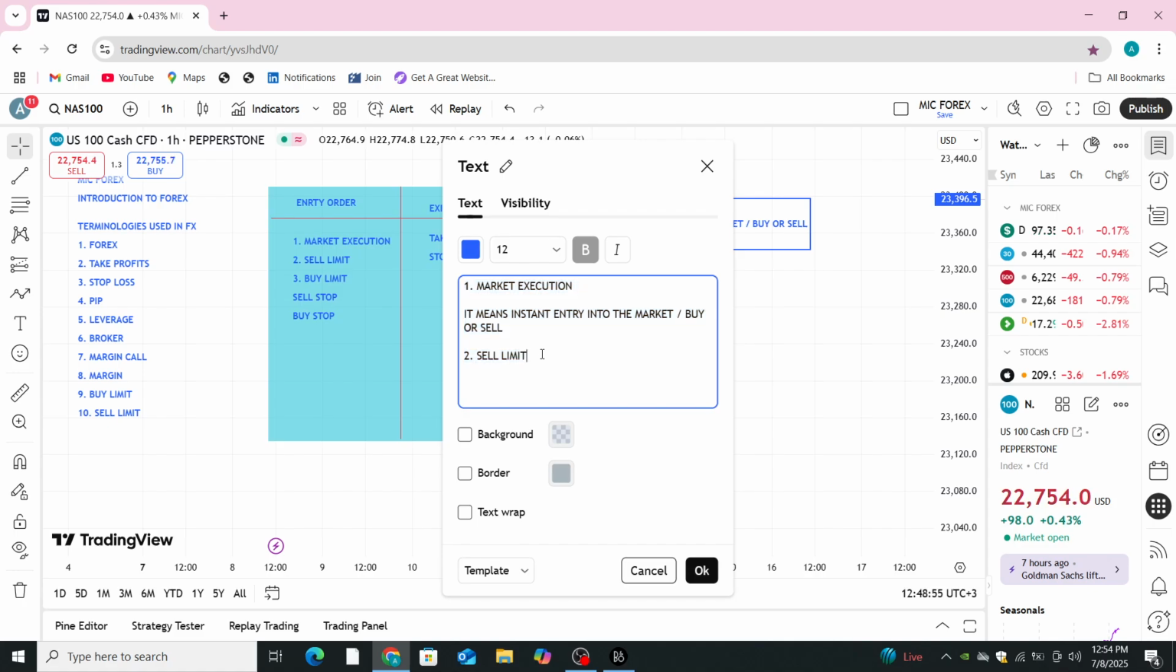Let me give you notes. It's a pending order set to enter a trade at a lower price. Actually, it's a pending order set to enter trade into sell.